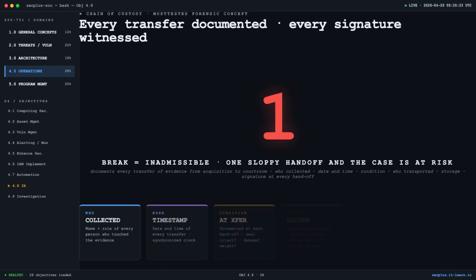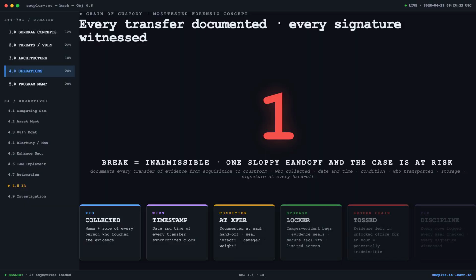The exam will hand you a scenario where someone left evidence in an unlocked office for an hour. That scenario describes a broken chain of custody. The evidence may be inadmissible. The fix is process discipline. Every move is logged, every seal is checked, every signature is witnessed.